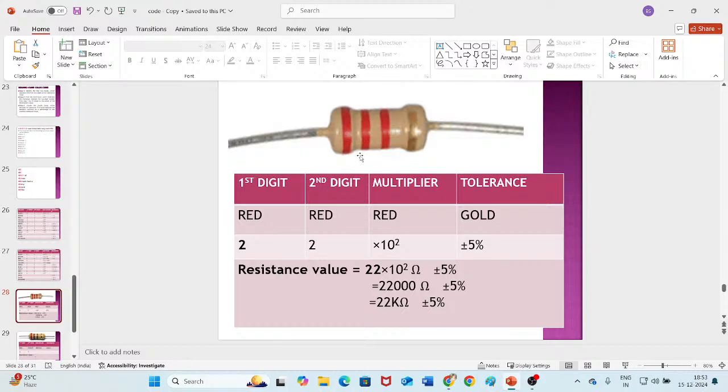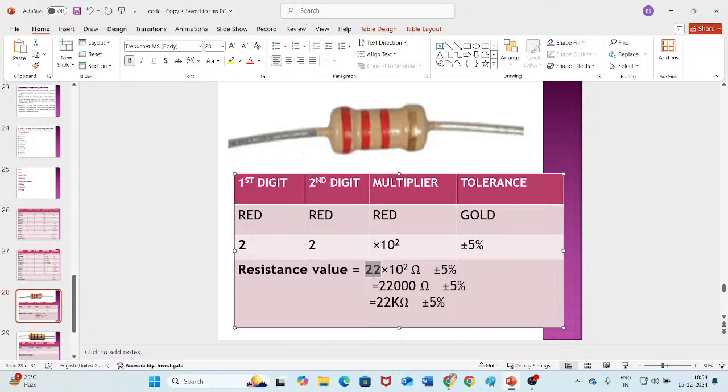The first band and second band are digits, red color. From the table, red means 2, and the second digit is also red, so the second digit is also 2. What is the multiplier value, 10 to the power of what? 2. So 10 to the power of 2. Gold means plus or minus 5%. Write down both digit values as they are. You should not multiply them, add them or subtract them.